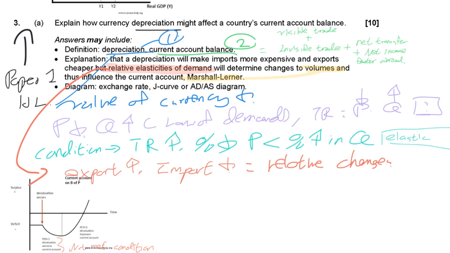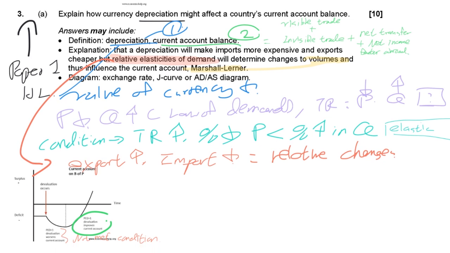On the other hand, here the elasticity is high enough, which means the condition is met. When the Marshall-Lerner condition is met, it will bring a favorable result. You can see that this curve looks like a capital J. So this diagram is called the J curve. The J curve shows how depreciation affects the current account balance.